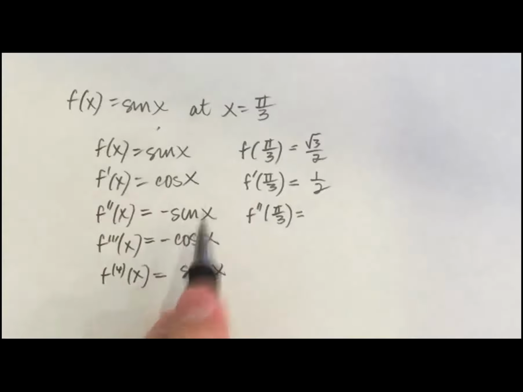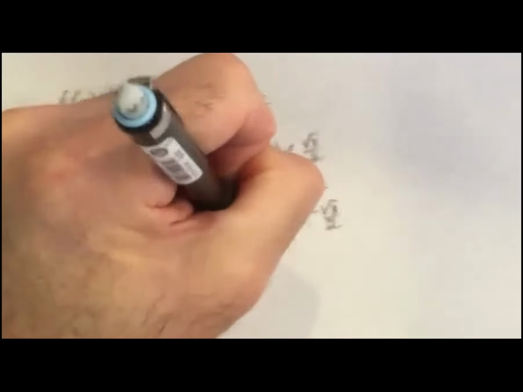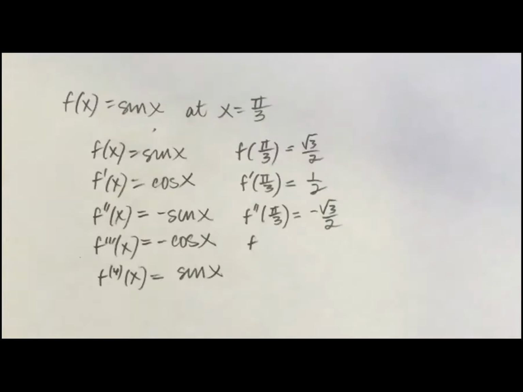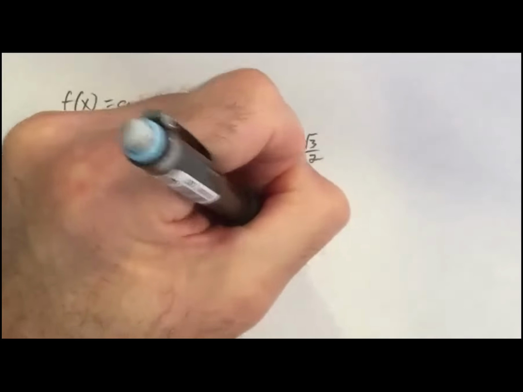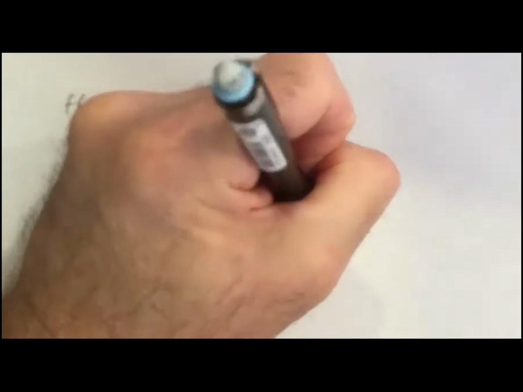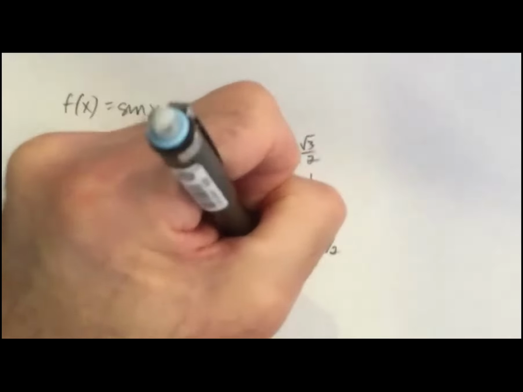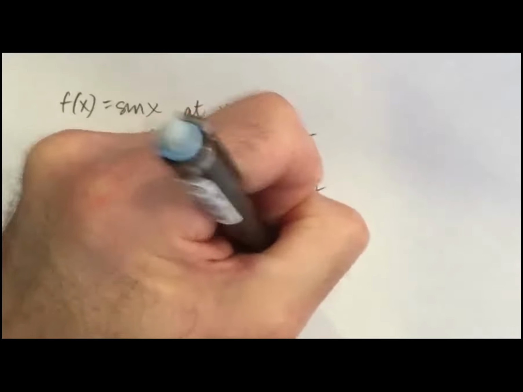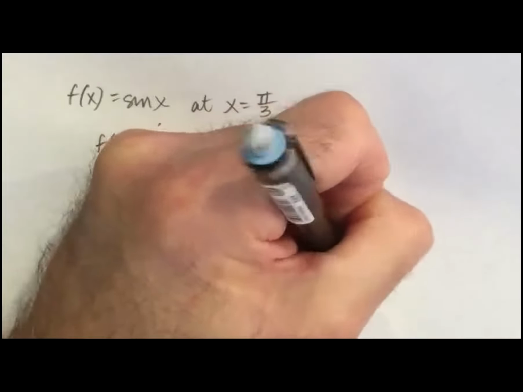Stick in pi over 3 into the second derivative, sine, that's minus root 3 over 2. So the fourth derivative, am I off? Yeah, third derivative. Third derivative, minus cosine, that's minus a half. And then of course we wrap around again to the fourth derivative at pi over 3. We're back to the sine, so we're back to root 3 over 2.